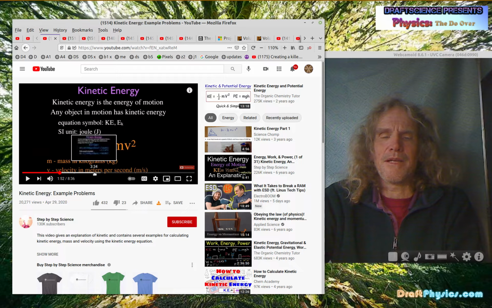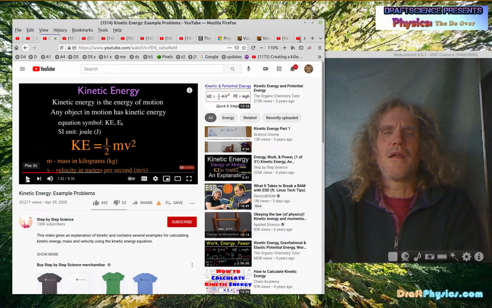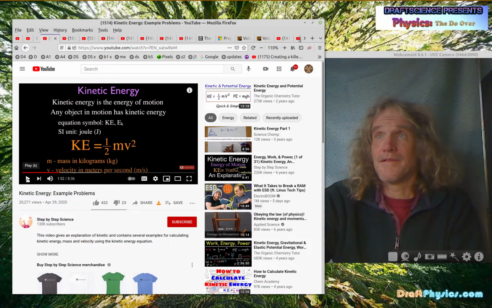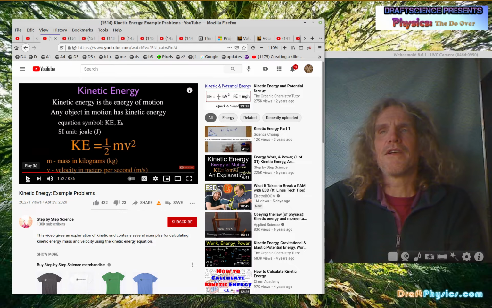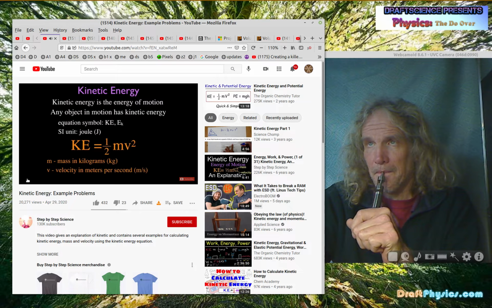1 kilogram equals 2 pounds, something like that. So a kilogram is bigger, 2 pounds fit in there. So it's 2 pounds falling a meter? Well, that's about a vigorous hand clap. Velocity in meters per second, 1/2 mv squared.